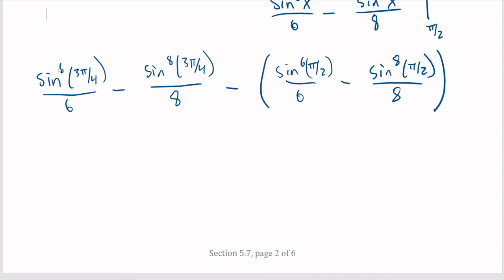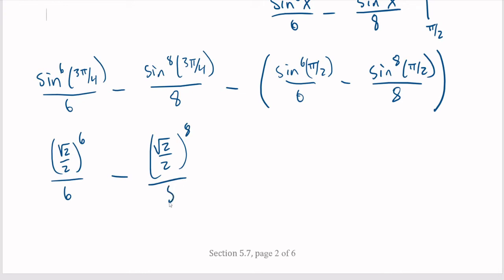So sine to the 6th, who cares about the 6th for a second? Sine of 3 pi over 4, that's in the second quadrant, right? So what that's going to end up being is for cosine negative root 2 over 2, because you're second quadrant, but we're sine, so it's root 2 over 2. So this would be root 2 over 2 to the 6th over 6 minus root 2 over 2, because again, same thing, I'm plugging into the 8th over 8.